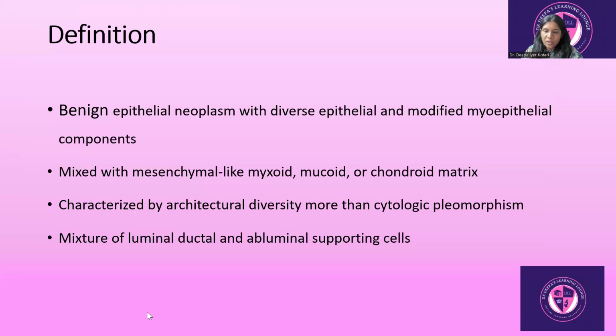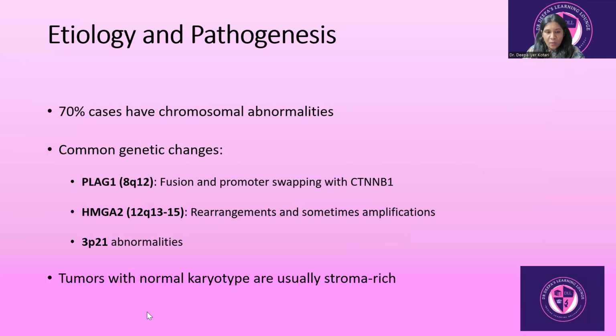So by definition, pleomorphic adenoma exhibits a unique mix of epithelial, myoepithelial cells with some amount of stroma, as I already alluded to. The hallmark of this architecture is there is a diversity or cellular pleomorphism. In the sense, there is a mixed mesenchymal, myxoid, mucoid, or chondroid matrix. And the characteristic architectural diversity of the cytologic pleomorphism is a very basic feature. There is a mixture of the luminal, ductal, and abluminal supporting myoepithelial cells. So that is the basic histology of pleomorphic adenoma.